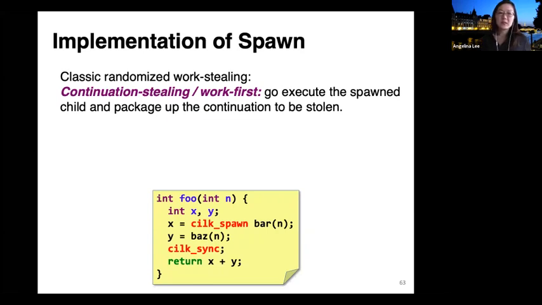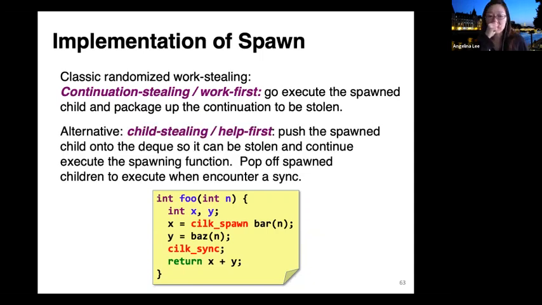Now, in terms of this implementation of spawn, in classic randomized work stealing that we talked about, the worker actually does continuation stealing, which is to say that whenever we encounter a spawn, the worker goes ahead and executes the spawn child. And the continuation is what gets pushed onto the deque to be available to be stolen. In the literature, people also talked about a different choice called child stealing, or help-first, which pushes the spawn child onto the deque so that it can be stolen.